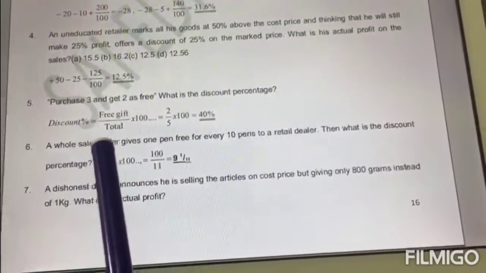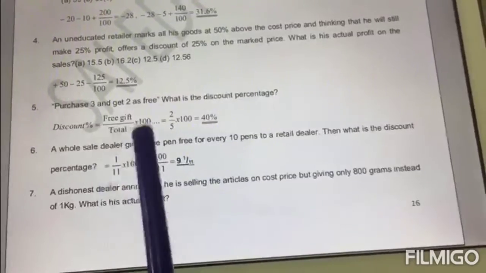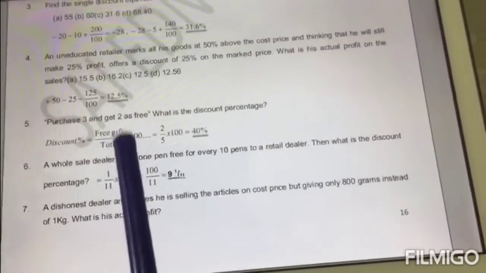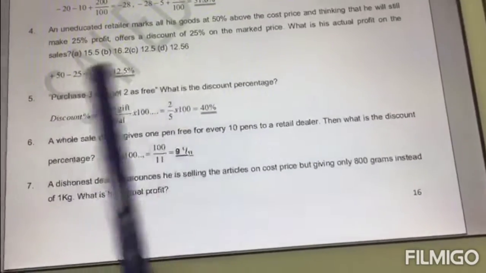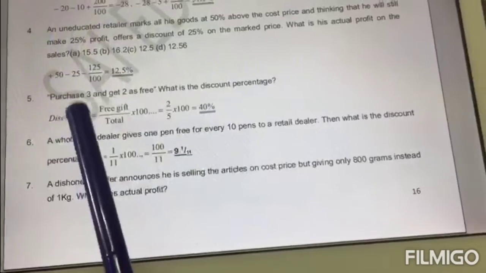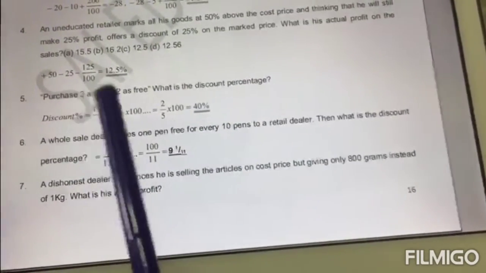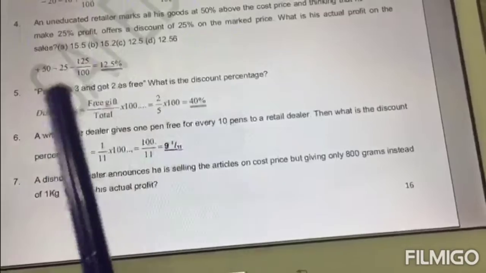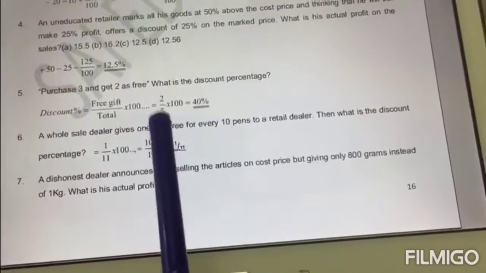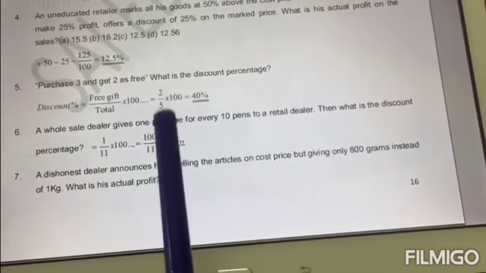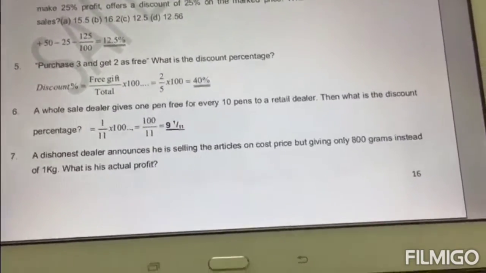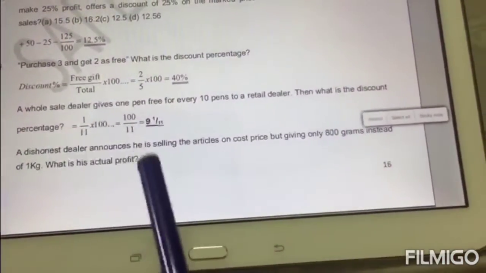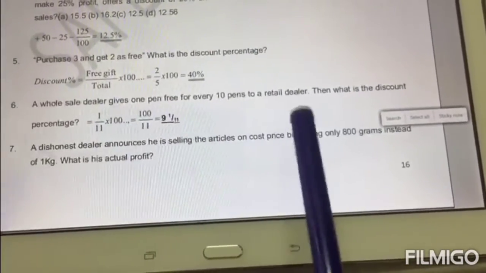So the discount percentage is equal to the free gift divided by total into 100. So what are you getting as a free gift here? 2. What is the total that you will get in this transaction? It will be 3, which you have to pay money for, plus the 2 things that you're getting as free. So total is 3 plus 2, 5. So it is free gift of 2 divided by total of 5 into 100, which is 40%. Okay, clear?